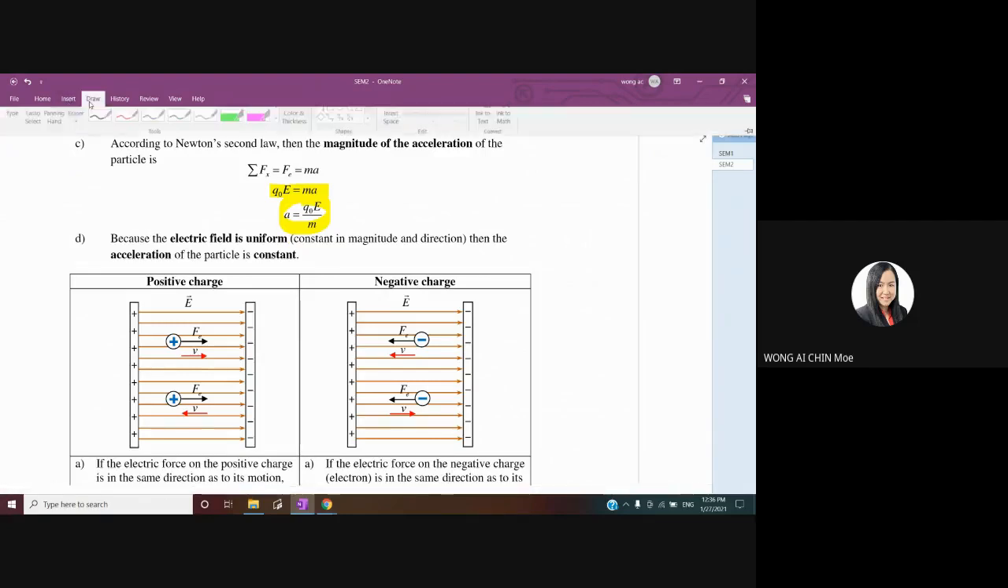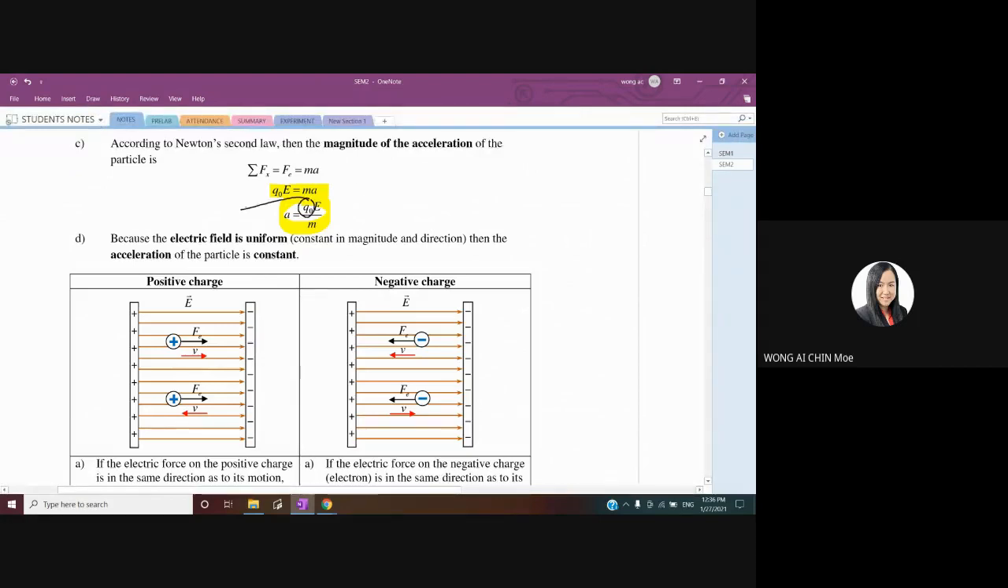Again, your q can be positive or negative. If let's say it is a positive charge, you put positive 1.6 times 10 to the power negative 19 coulomb. If it's a negative charge, you put negative 1.6 times 10 to the power negative 19. If this is a proton, you put positive. If this is an electron, you put negative 1.6.